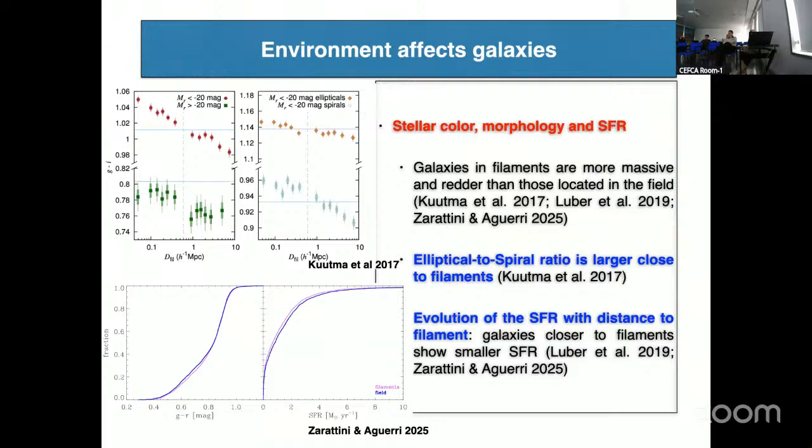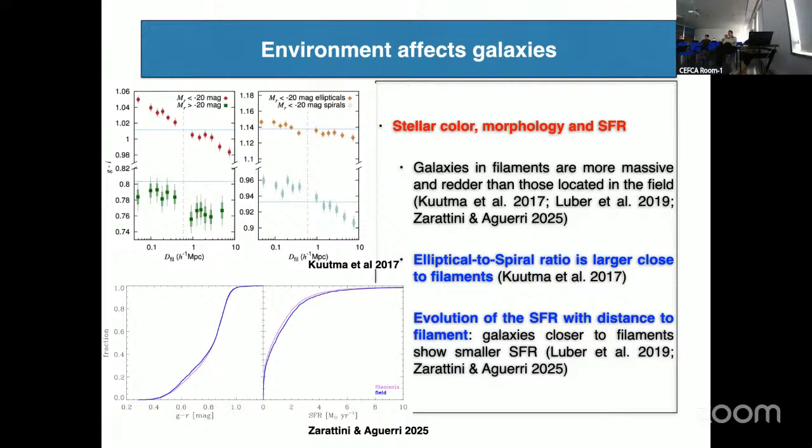But not only the cluster and the high density environment affect the galaxy population, also the large scale structure, the filament structure, affects the evolution of the galaxies. For example, the stellar color, the morphology, the star formation. Galaxies located in filaments are more massive, redder, and have a smaller star formation than similar galaxies located in the field, in the voids. Here you can see, for example, the color, g minus r, and this is another color, as a function of the distance to the filaments.